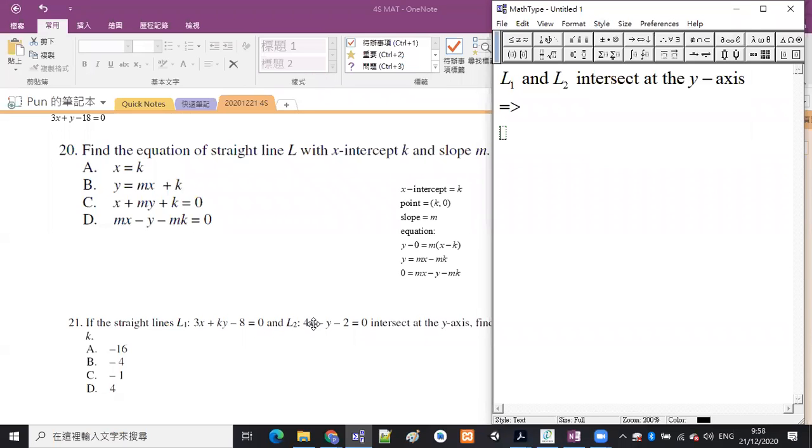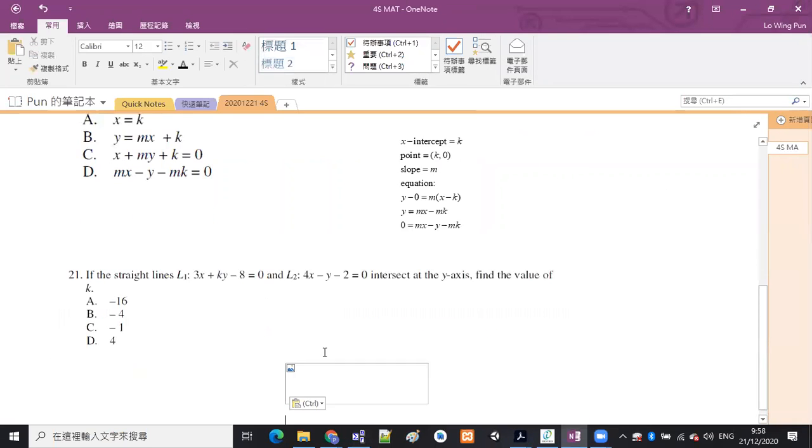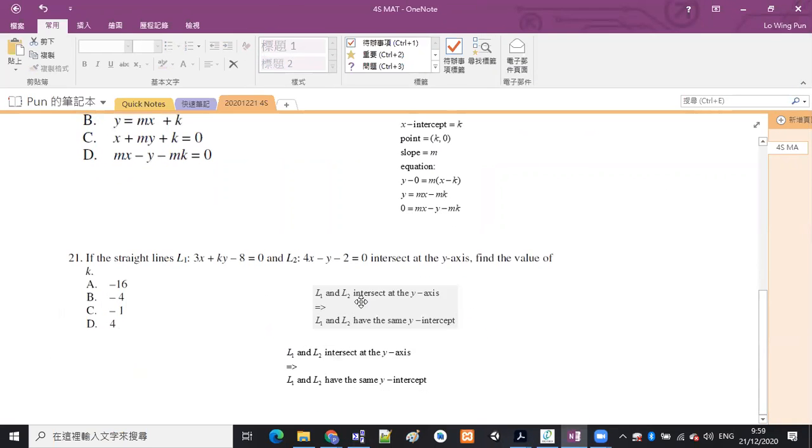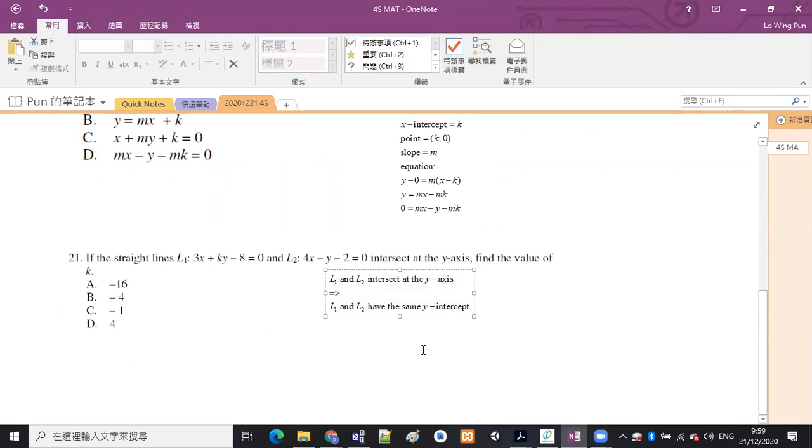L1 and L2 have the same y-intercept. Because they intersect at the y-axis, they cut the y-axis at the same point, which means that they will have the same y-intercept.